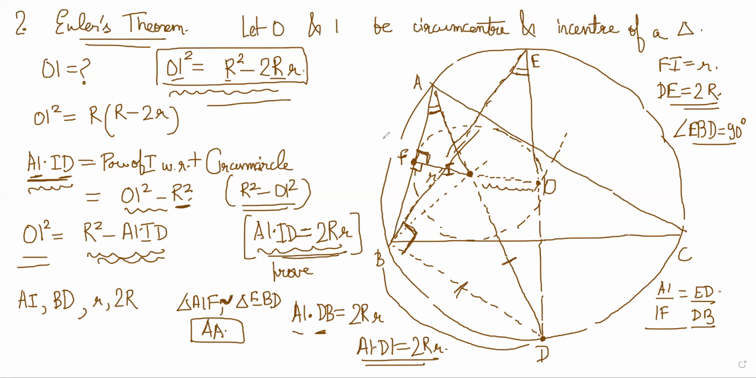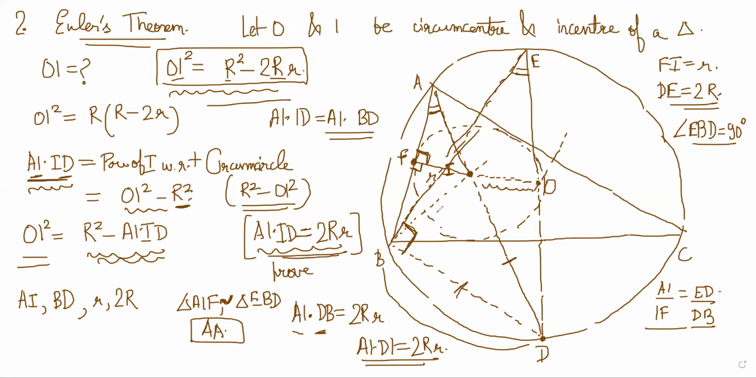AI into ID is what I need. Now I realize that DI is equal to DB, right? So AI into ID is actually AI into BD. Why is DI equal to DB?